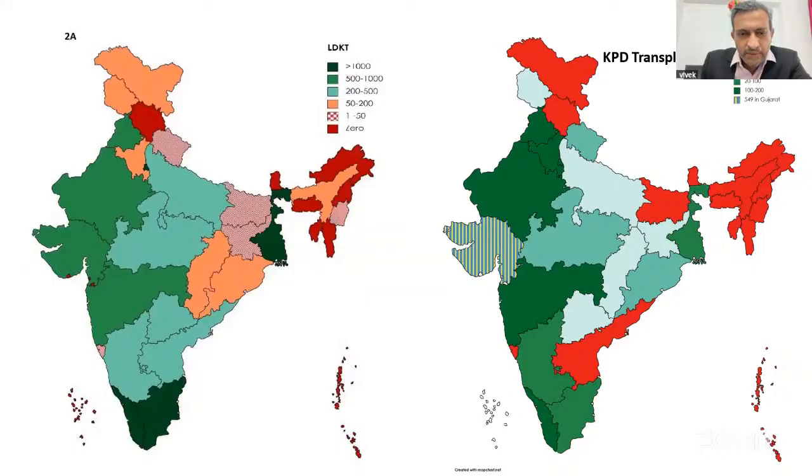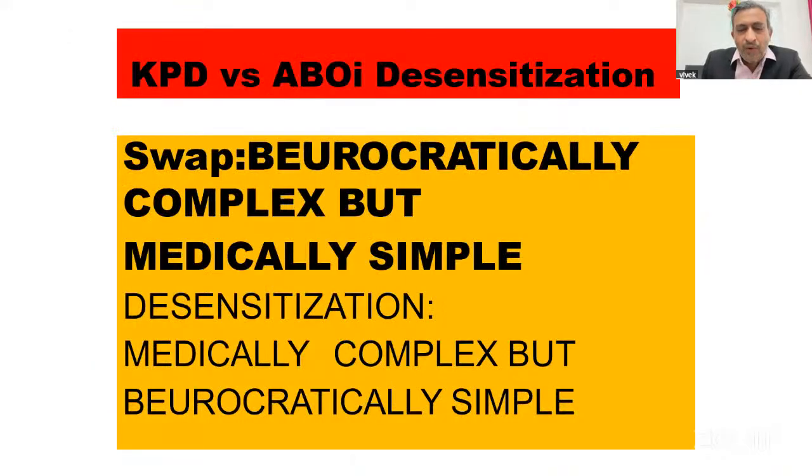Next slide. So why is there a disparity in access to swap transplant in different states? Gujarat is doing extremely well as compared to many other states. So basically, swap is bureaucratically complex and medically simple. And ABO incompatible transplant and desensitization protocol are medically complex and bureaucratically simple. Next slide.